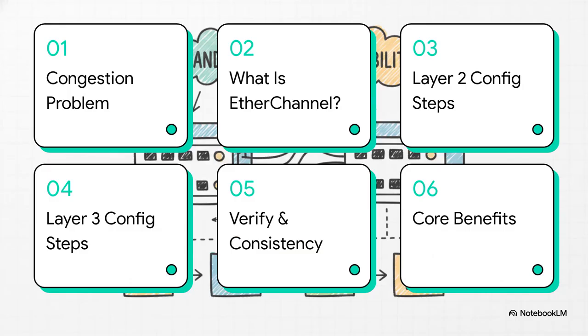All right, here's our syllabus for the session. We'll start with the network congestion problem, then define what EtherChannel actually is. After that, we'll hit the Layer 2 config steps, the Layer 3 config steps, talk about consistency and verification, and wrap up with the core benefits. Okay, let's dive into this.